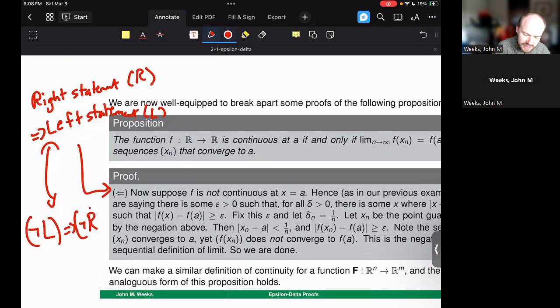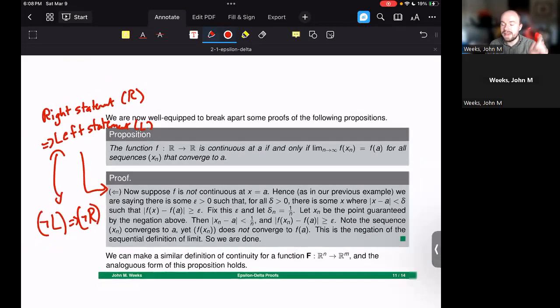So sometimes you will see this direction, but instead of me trying to prove that the left is true, given that the right is true, I will start with saying, suppose that f is not continuous at x equals a. And then I will try and prove that the right-hand side is not true as well. And that gives me the other side of this biconditional by the contrapositive. So let's start by saying f is not continuous at x equals a.